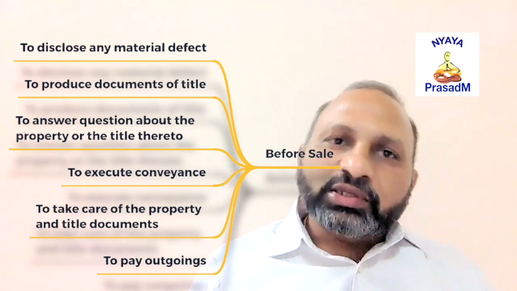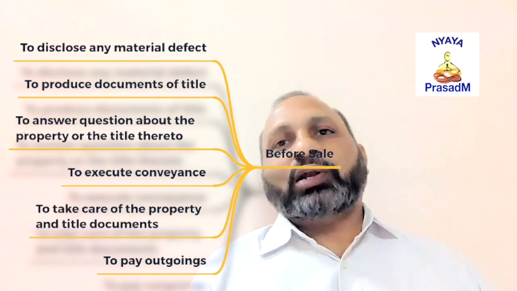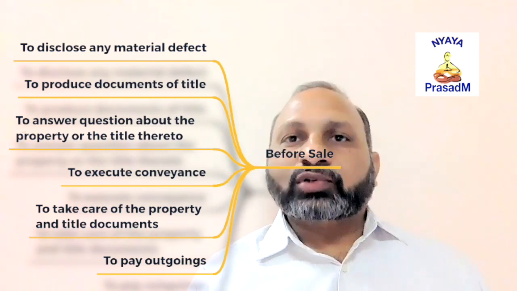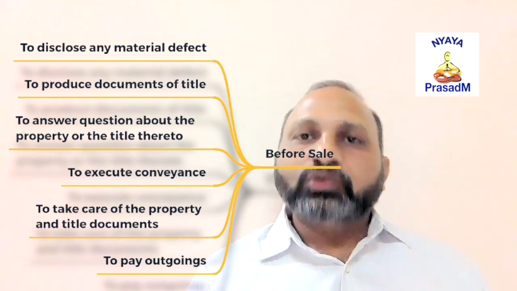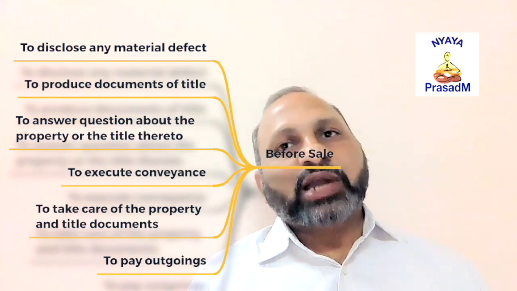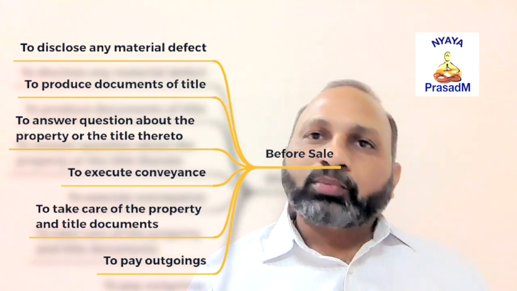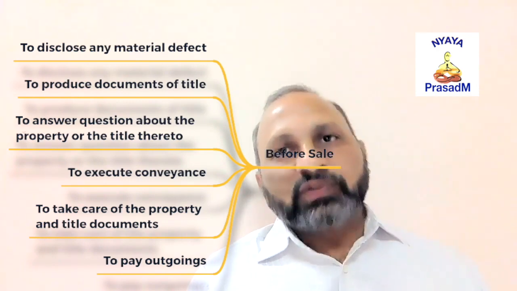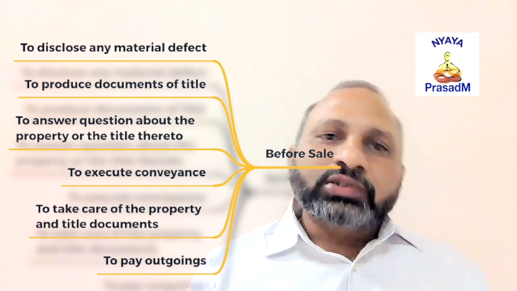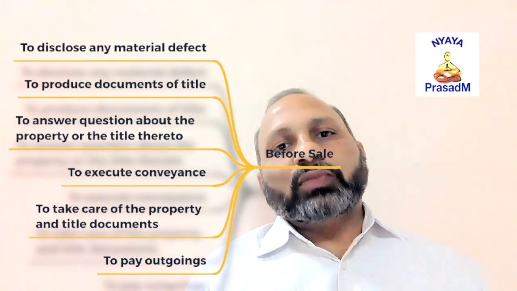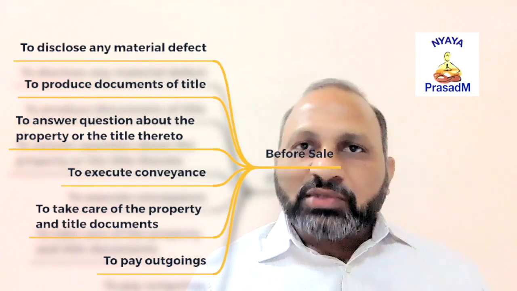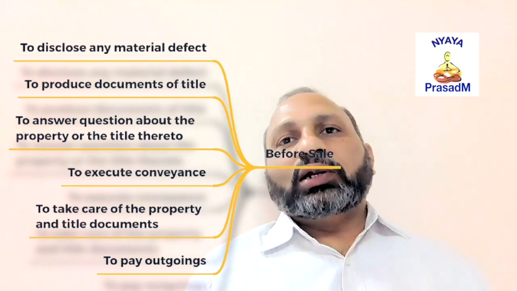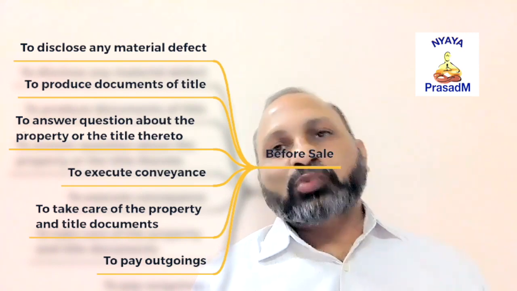He must produce the document of title for verification so that the buyer can consider buying that particular property. The third duty is to answer any questions. The buyer may have a number of questions, so the seller needs to answer all the questions to his satisfaction in order to proceed to the next course of action towards the transaction of sale. The next duty is to execute the conveyance. Executing the conveyance is basically performing all necessary things so that the transfer of property happens smoothly.